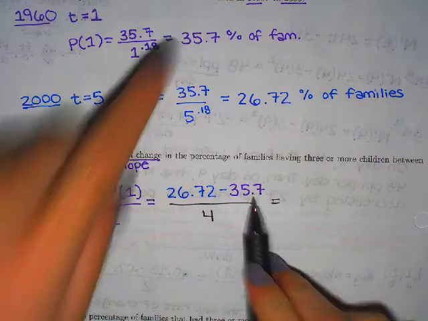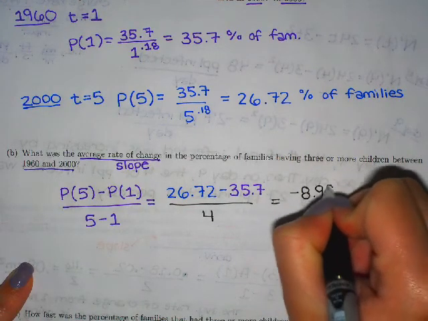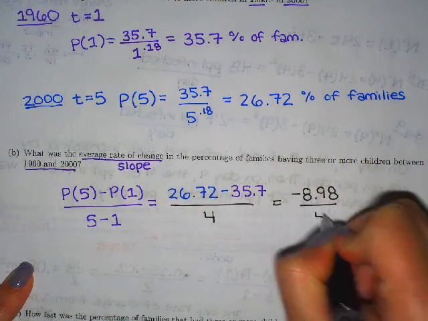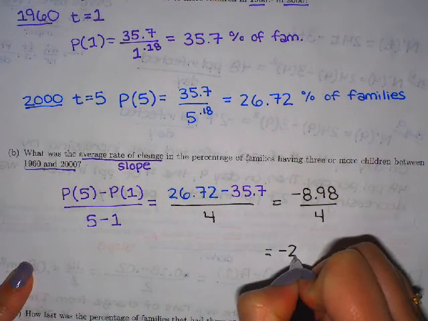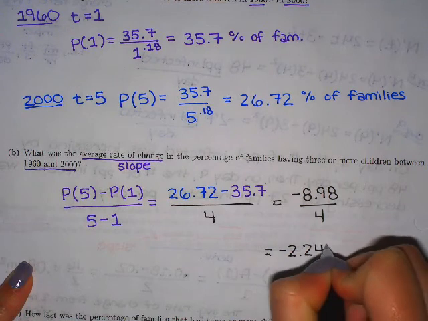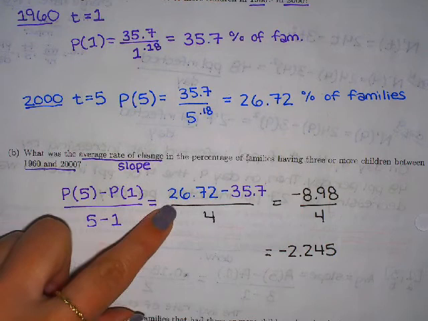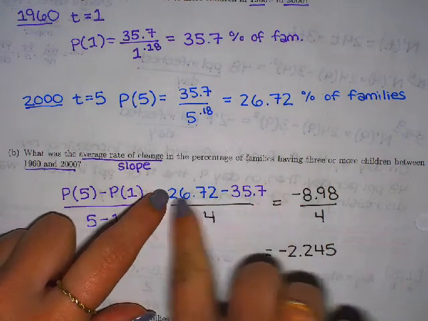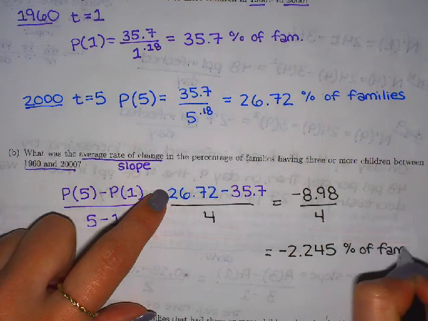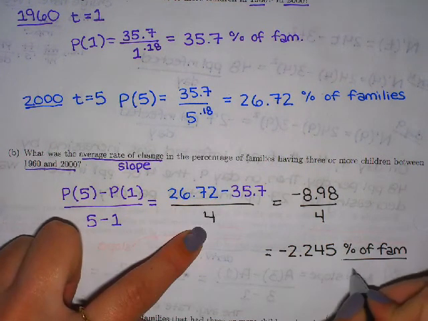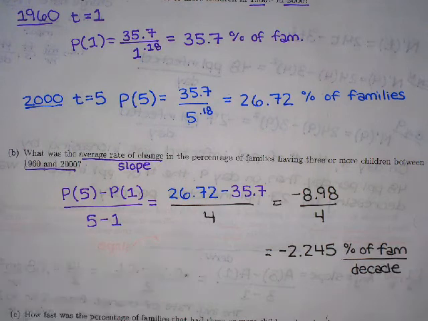So 26.72 minus 35.7 is going to be negative 8.98 over 4, which ends up being negative 2.245. What? It's 2 units because it's a rate of change. So the units in the numerator, we're measuring the percent of families over the units in the denominator. Be careful, it's not years, it's decade.